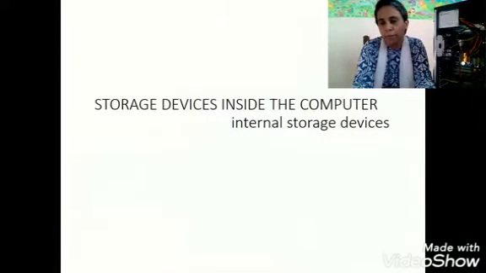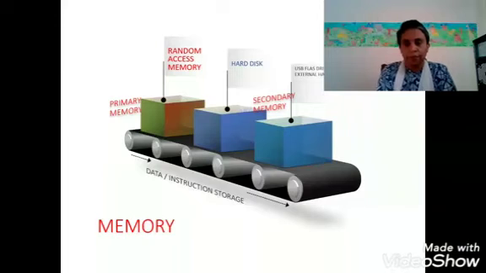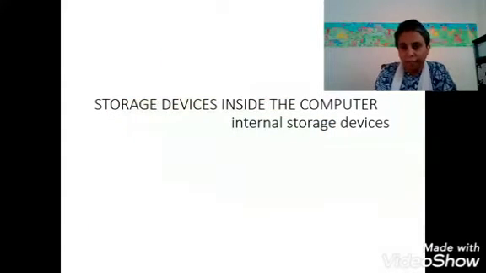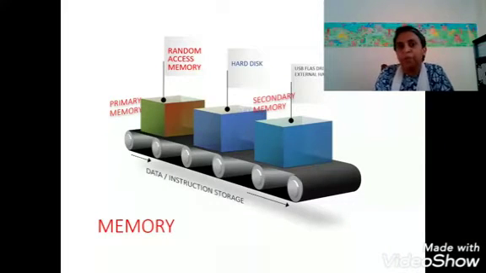So now let us talk about the storage devices which are inside the computer. External storage devices you already know: pen drive, then CD. Even external hard disks are available nowadays. But here we are going to talk about the internal storage devices. There are two types of memory, primary memory and secondary memory. Memory is nothing but storage. In primary memory, there is random access memory and read-only memory. And in secondary memory, we have the hard disk.